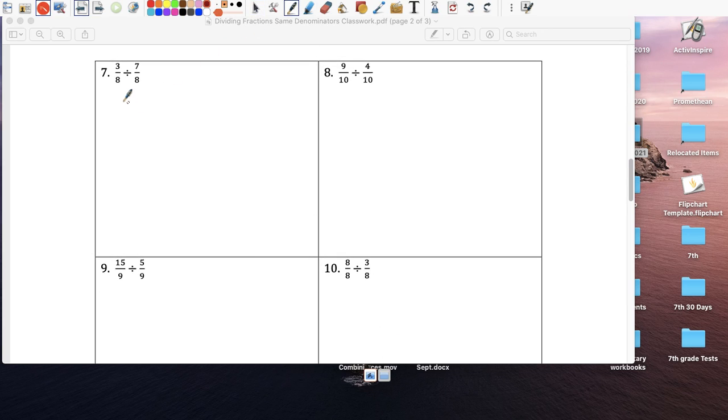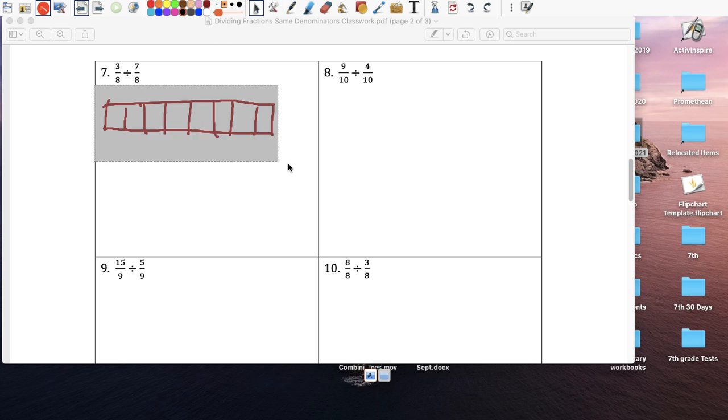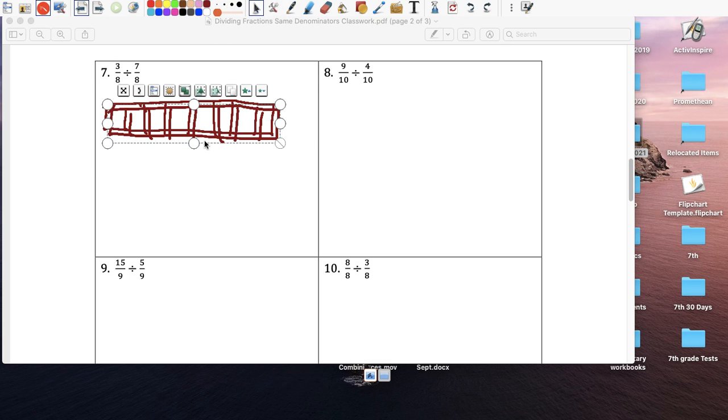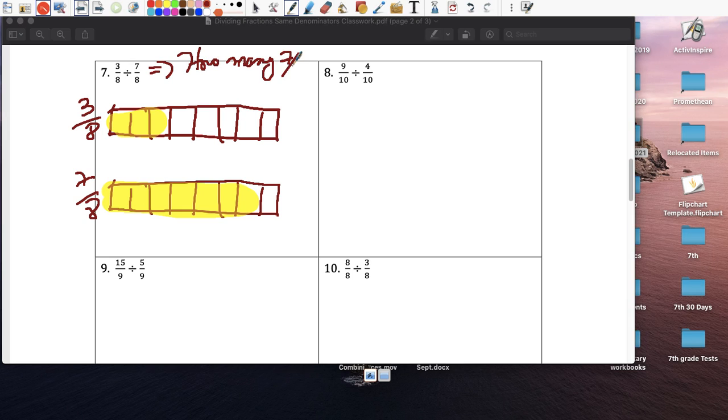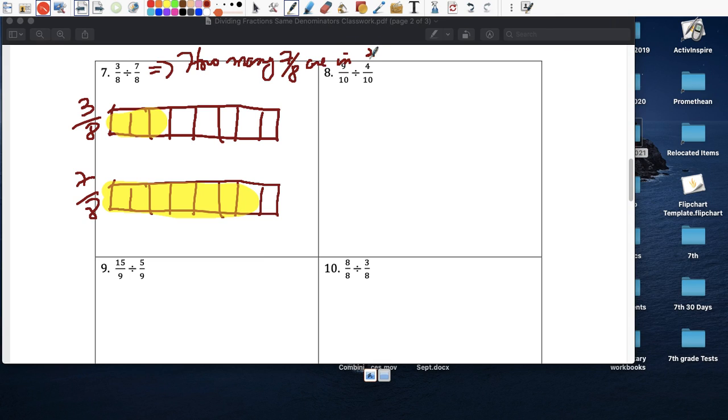Okay, so now I'm pretty sure you guys are getting more and more comfortable with it. 7/8 over here. So we want to show, I have 3/8, and this is how much I have, and this is how much I want to give. So again, it's very important that you know how many 7/8 are in 3/8. So how many of these are in here?